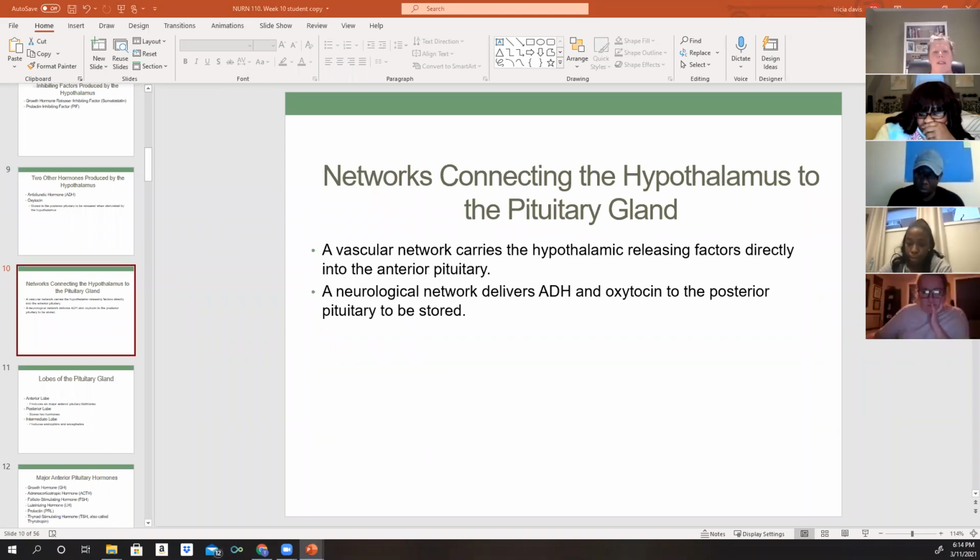All right, so the hypothalamus is connected, we said, to the pituitary gland by two networks. One is a vascular network that carries the hypothalamic releasing hormones directly into the anterior pituitary gland. And then the second is what they call a neurological network, and that delivers the other two hypothalamic hormones, antidiuretic hormone, ADH, and the oxytocin, also to the posterior pituitary so that it can be stored. When the body needs the hormones, then the hypothalamus stimulates their release.